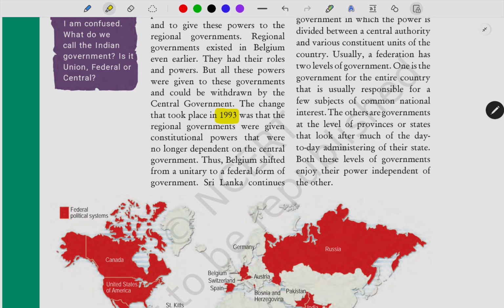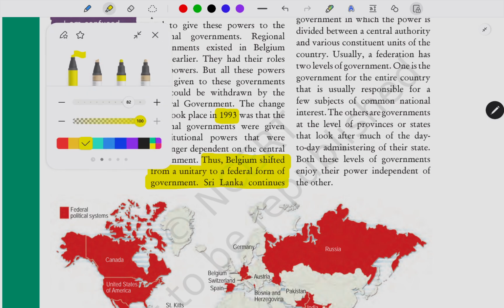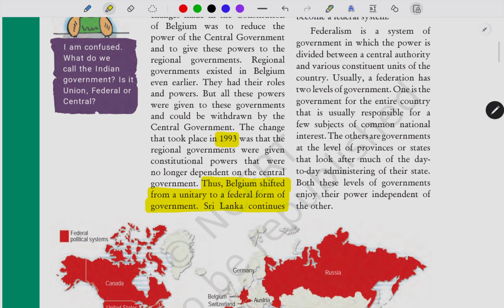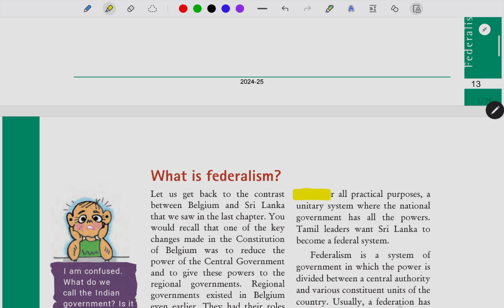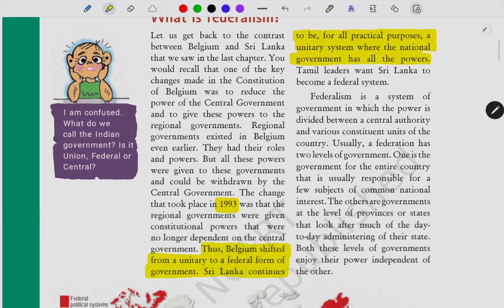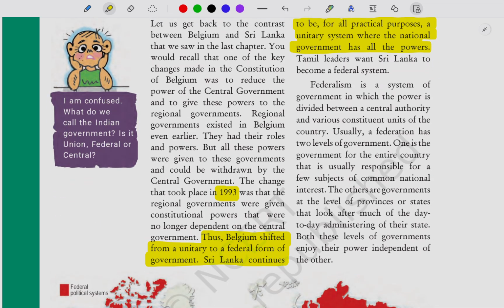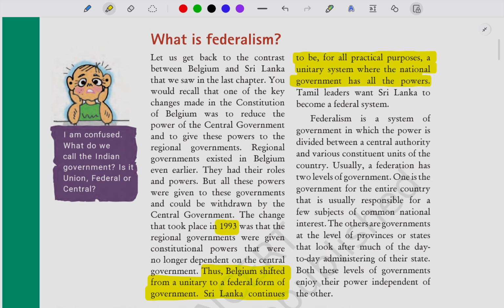Some things to mark here: 1993, and thus Belgium shifted from a unitary to a federal form of government. And then we are also talking about Sri Lanka, which is also to be marked. So Sri Lanka continues to be, for all practical purposes, a unitary system where the national government has all the powers. From this, we can understand the meaning of federal and unitary. Unitary is when the central government has all the powers, and federal is when the regional or local governments along with the central government have constitutional powers.